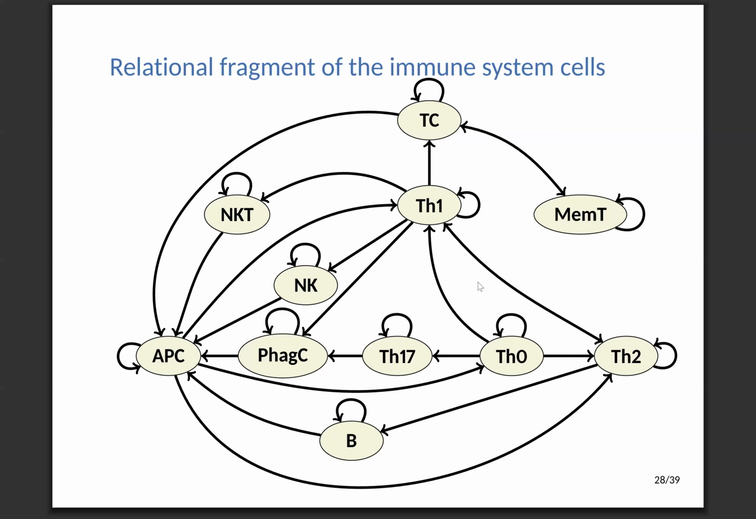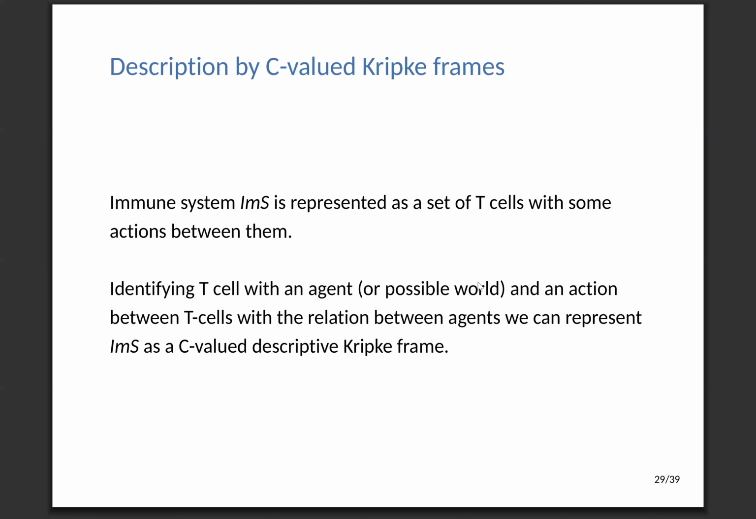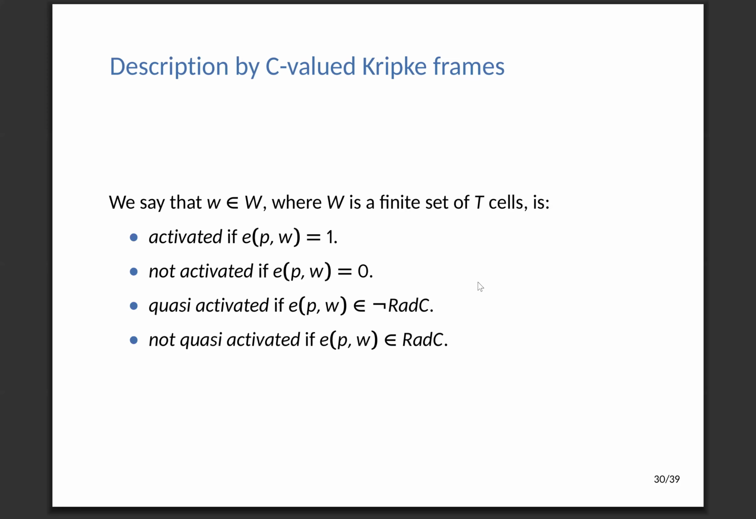Here is the more simplified version of the relational correspondence between several types of cells. The immune system IMS is represented as a set of T cells with some actions between them. So identifying a T cell with an agent or possible world, and an action between T cells with a relation between agents, we can represent IMS as a C-valued descriptive Kripke frame.